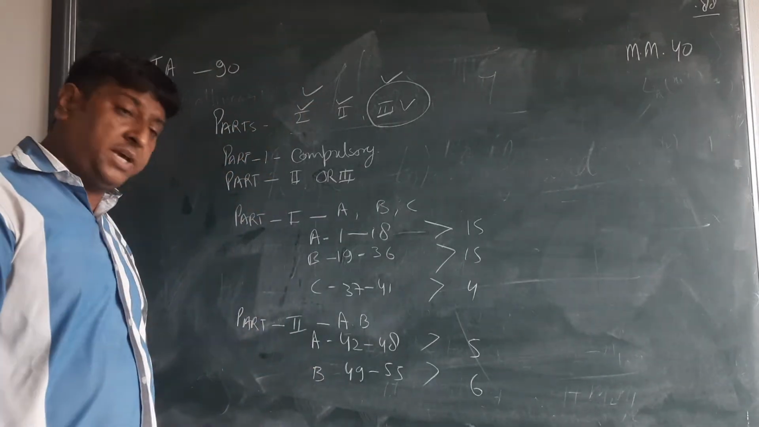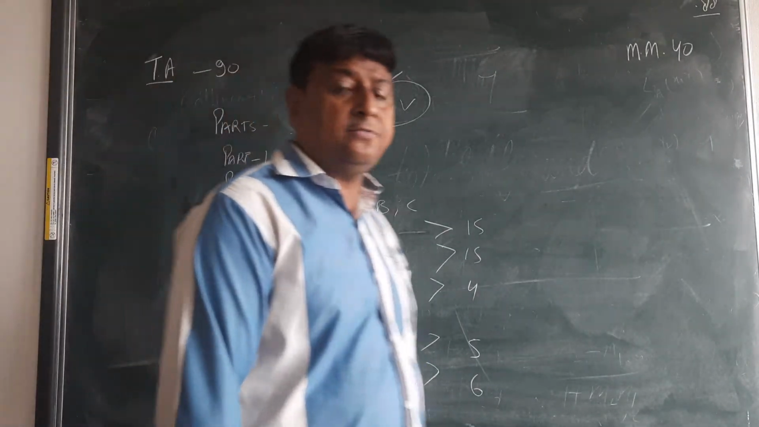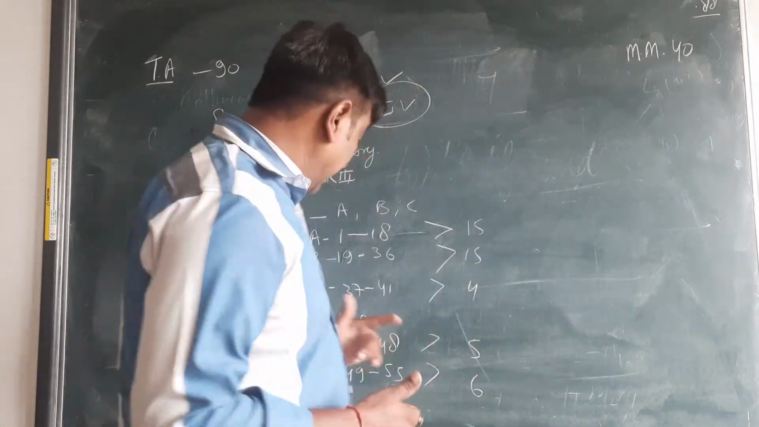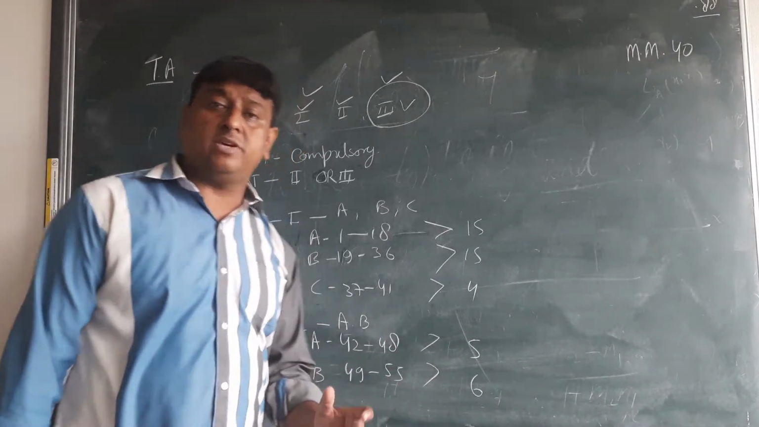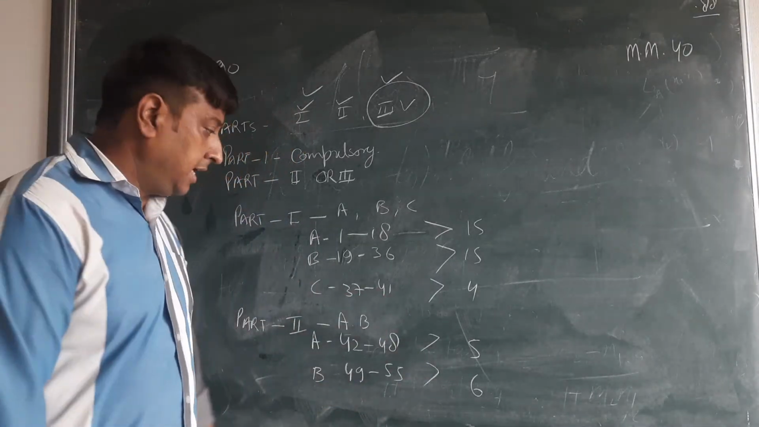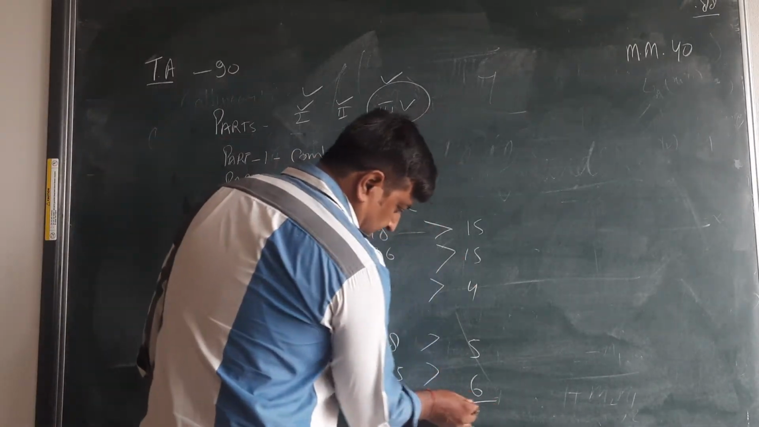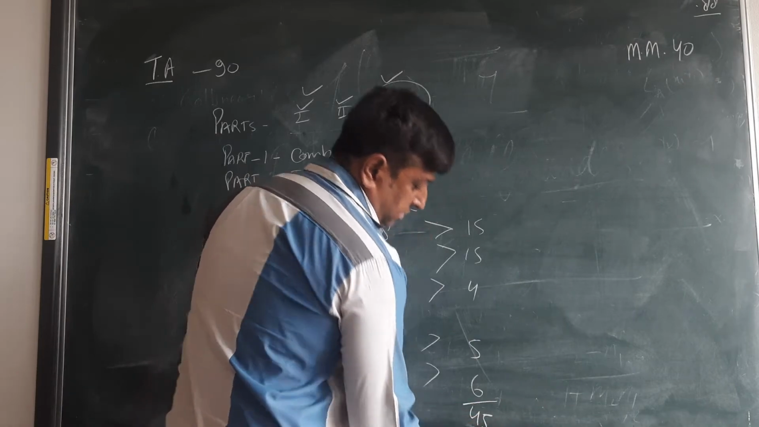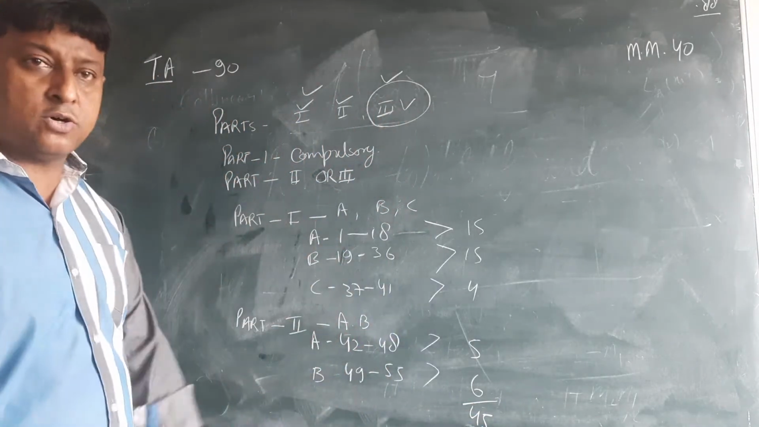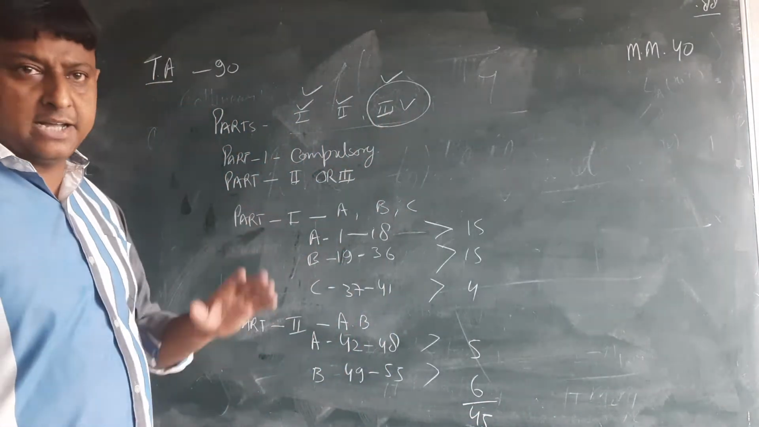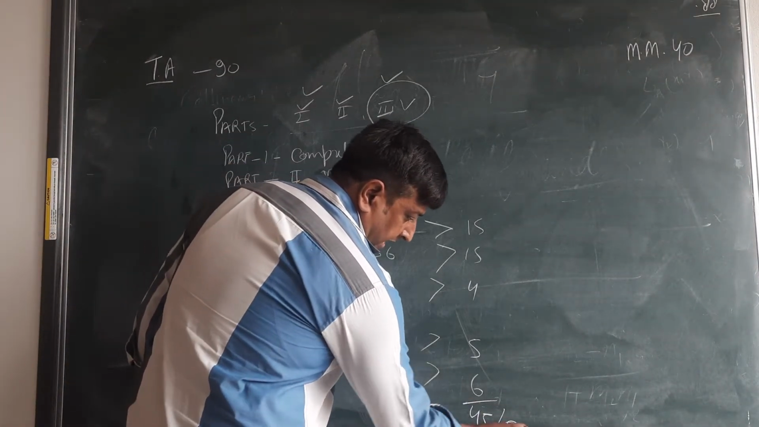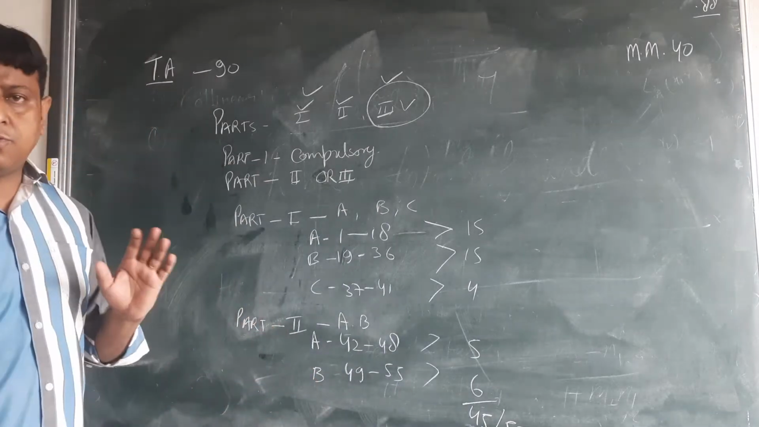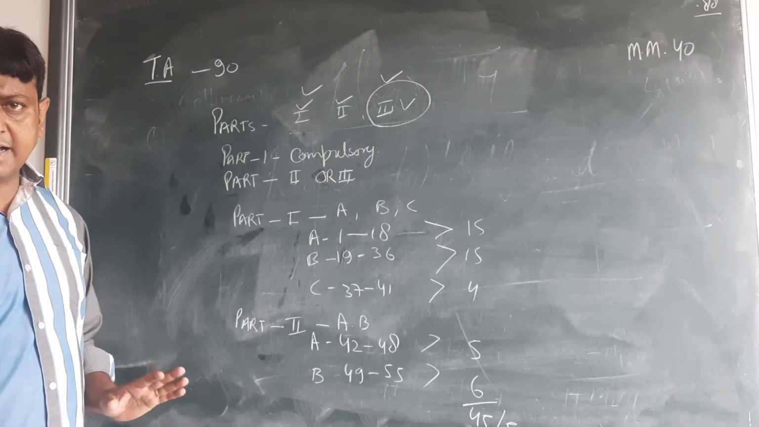Then Part B, 49 to 55. Again there are 7 questions, and in these 7 questions we are going to attempt only 6. It means the total number of questions to attempt is 45. You get 55 questions in the paper, and out of them you have to attempt 45. Okay, beta? Clear?